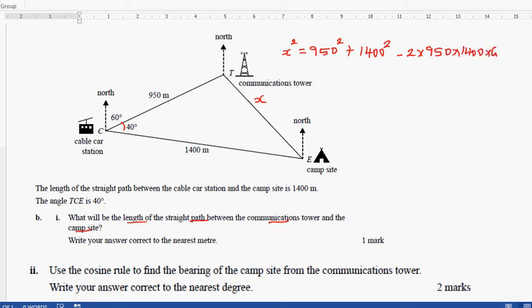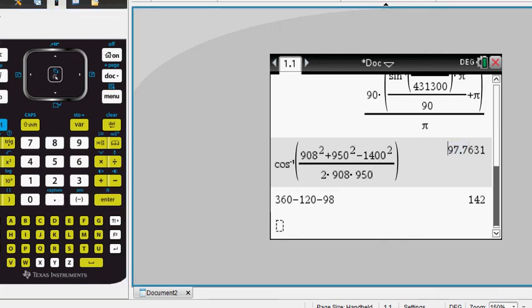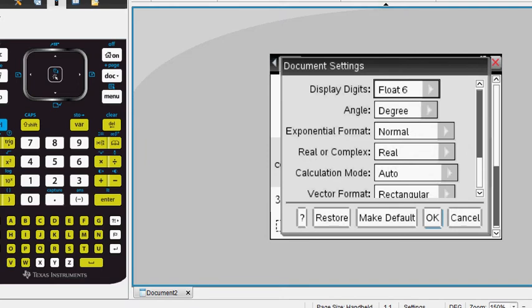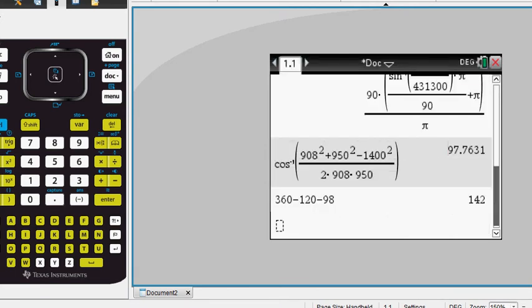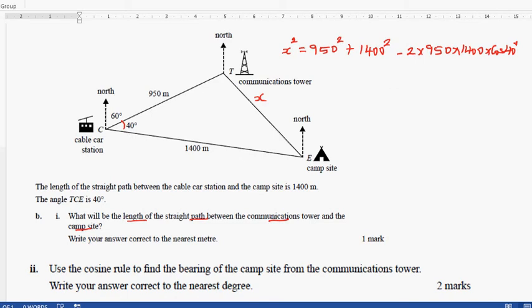times cos 40 degrees. Okay, one thing that you should do always on your CAS calculator is to check your degrees. So let me first change this. By default my setting is an exact form. I don't want an exact form, I want an approximate form, and I'll make it default. Okay, and it's already in degrees. So the first thing that I need to do is to use that formula. So let's look at that formula. So it is 950 squared plus 1400 squared minus 2 times 950 times 1400.